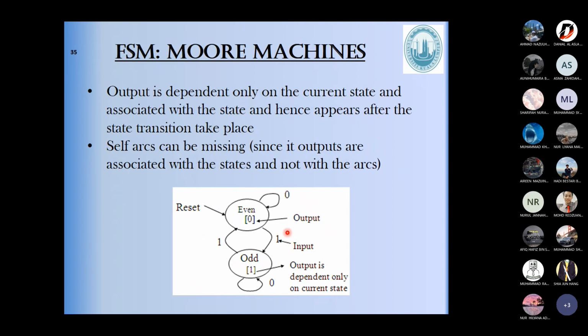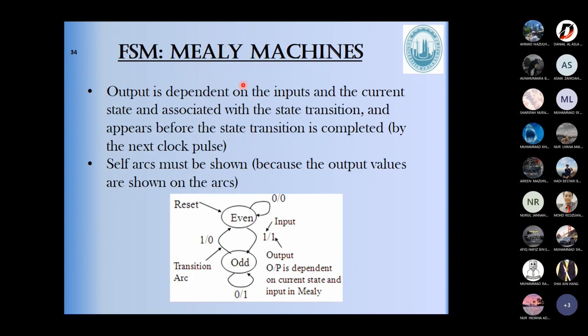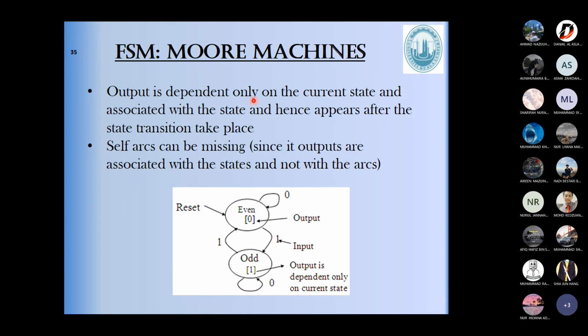For Moore machine, output is dependent only on the current state. Dia tak perlukan input. Okay. And associated with the state, hence appears after the state transition take place. So dekat sini, ayat yang pertama ni, if you compare with these words here, untuk Mealy ni, kita dapat tengok apa beza dia.